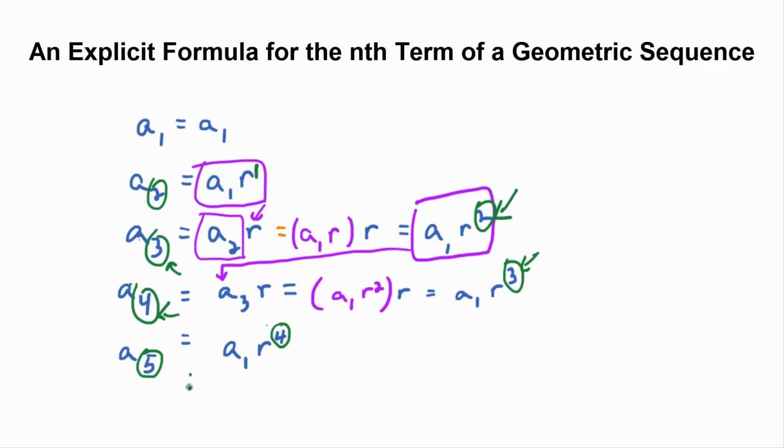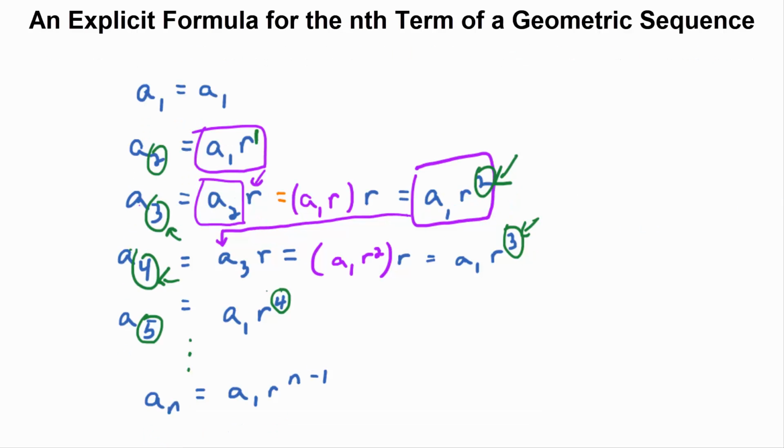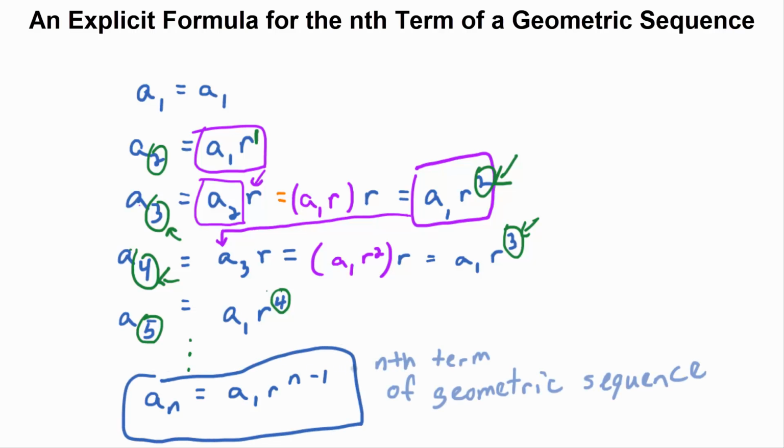So in general, dot, dot, dot, I'll bet you can come up with the explicit formula then. What would a_n equal? A1 R to the n minus 1. A1 times R to the n minus 1 in the exponent. And that's it. That's your explicit formula for the nth term of a geometric sequence. It only works for geometric sequences. And it's an explicit formula. That's what we like.